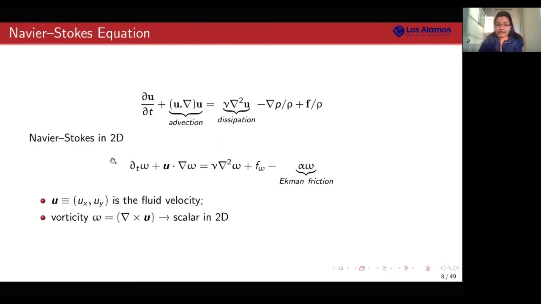In 2D, there is a simplification because if we take the curl of the Navier-Stokes and the fluid is incompressible, then the pressure term drops out. And also the curl of the velocity, or the vorticity, is a scalar in 2D. So essentially, we have a scalar evolution equation in 2 dimensions. And this is an Ekman friction, which prevents the buildup of energy in the large scales. And this is special for 2D turbulence.